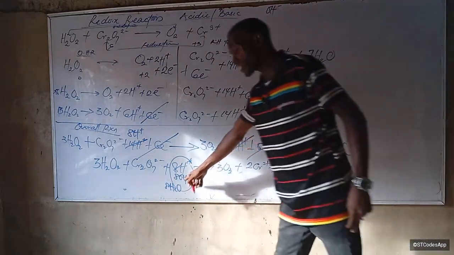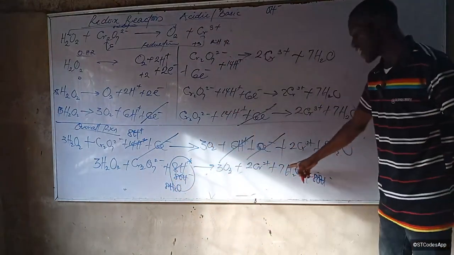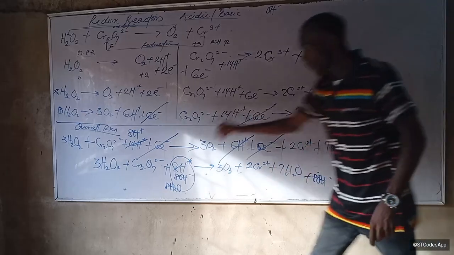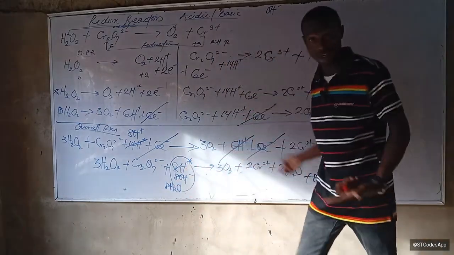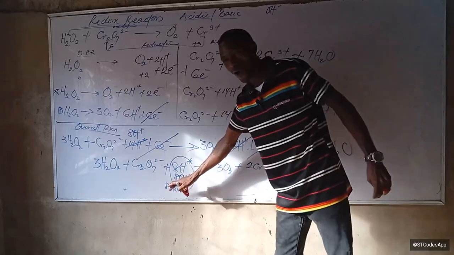So H2O water is now 8 here, and we have 7 here, right? This one will cancel out. So remain 1. The 7 will cancel out again because now it is occurring on both sides. Is it clear to all of us? So now cancel out and remain 1 water here.